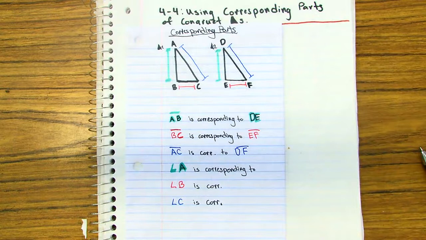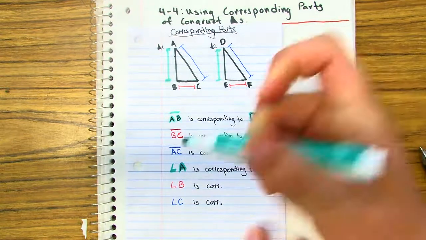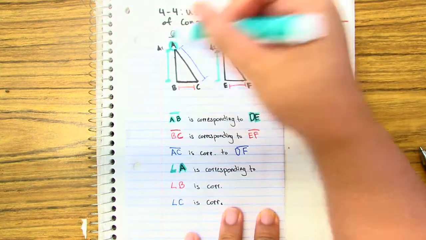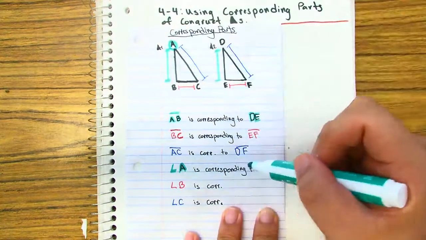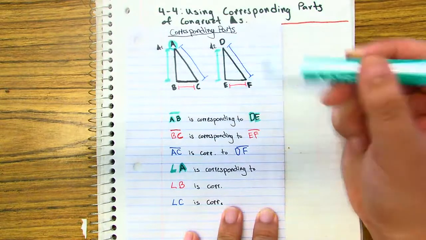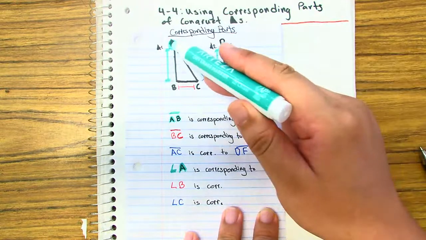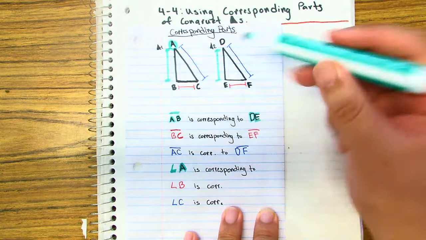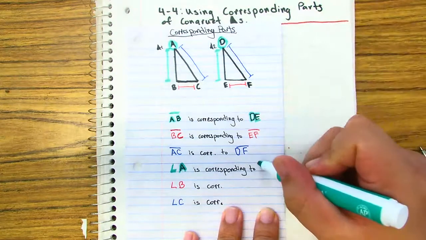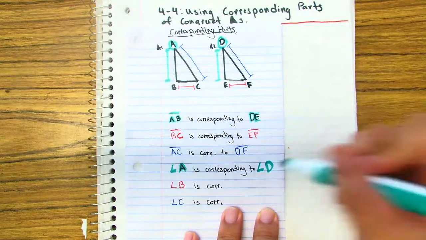Now we're going to be focusing on angles. Here we're talking about angle A. For angle A, which angle does it correspond to? Is it angle B, E, or F? You can see that angle A is at the top part of the triangle. Here, angle D is also at the top part of the triangle. So you know that angle D corresponds to angle A.